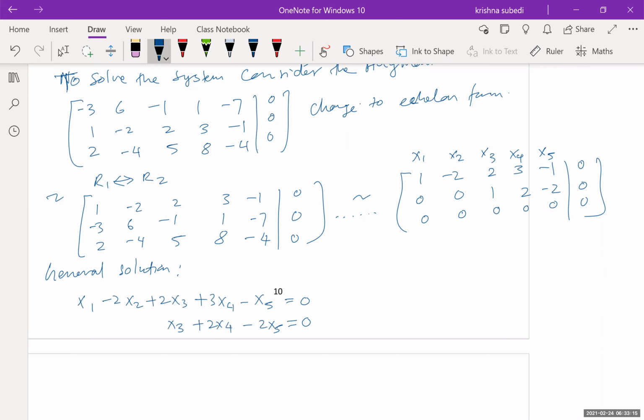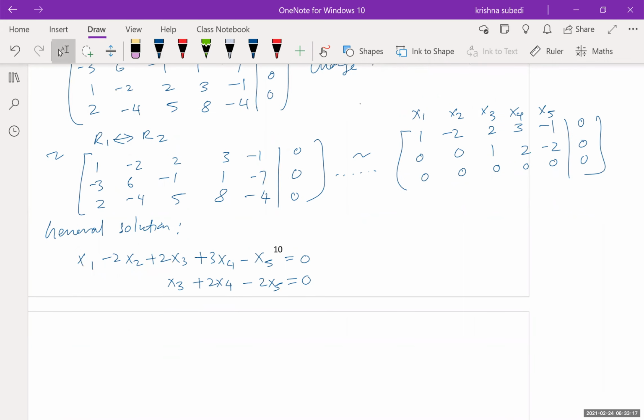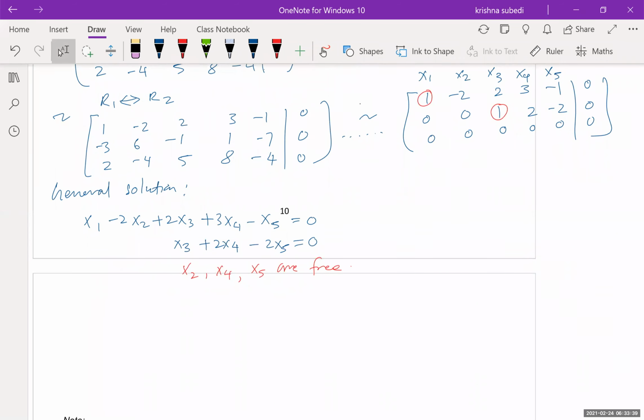And then the basic variable is, as you see, this one is the pivot, so x1 is the basic variable, and in this one is the pivot, so x3 is the basic variable. So the free variables are x2, x4, x5. Okay. All right, now we need to express the basic variable in terms of free variables.